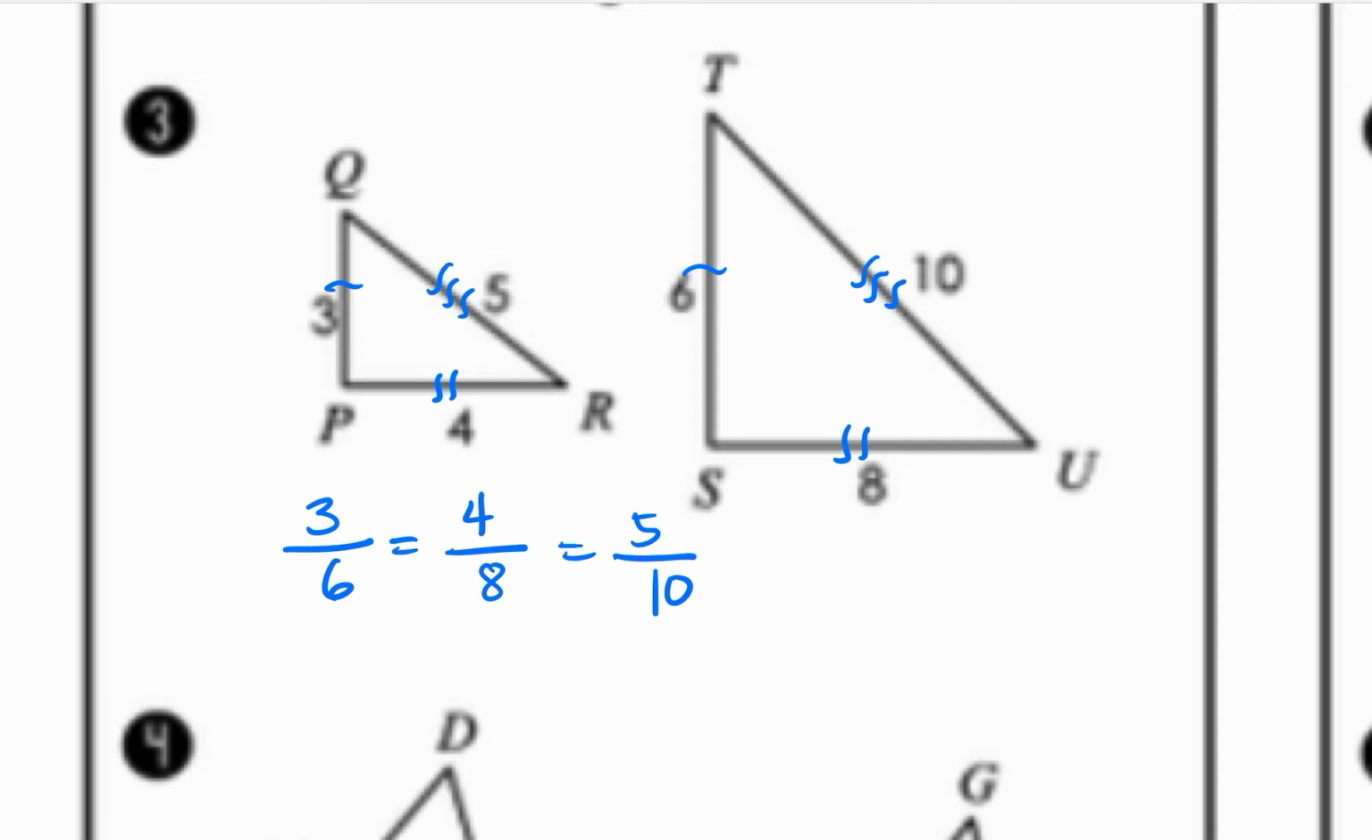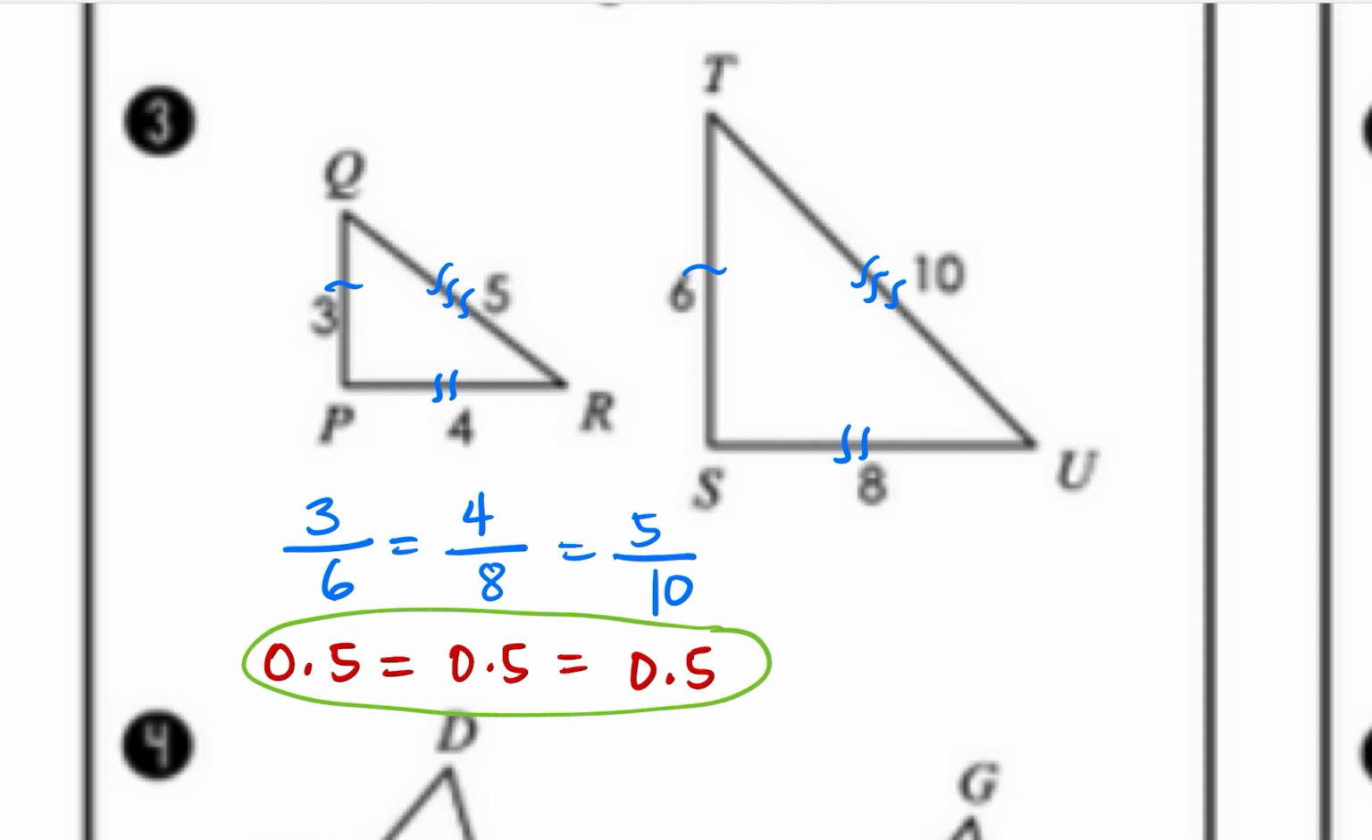If we simplify 3 over 6, that is equal to 0.5. And 4 over 8 is also 0.5. And 5 over 10 is also equal to 0.5. So each of the simplified answers is the same. This is how we know that these two triangles are proportional, because we come up with exactly the same value when we simplify the proportions.